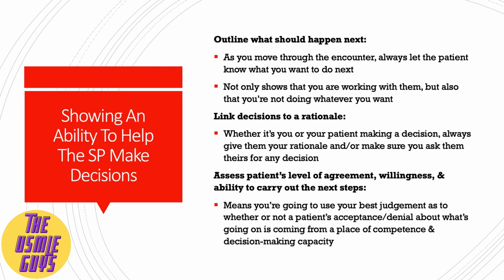Another important part of the CIS is showing an ability to help the SP make decisions. You could do this by outlining what should happen next. We talked about this already on the last slide, but as you move through the encounter, always let the patient know what you want to do next. Not only does this show that you're working with them, but also that you're not just doing whatever you want. Remember, you're not just being a dictator in that room.